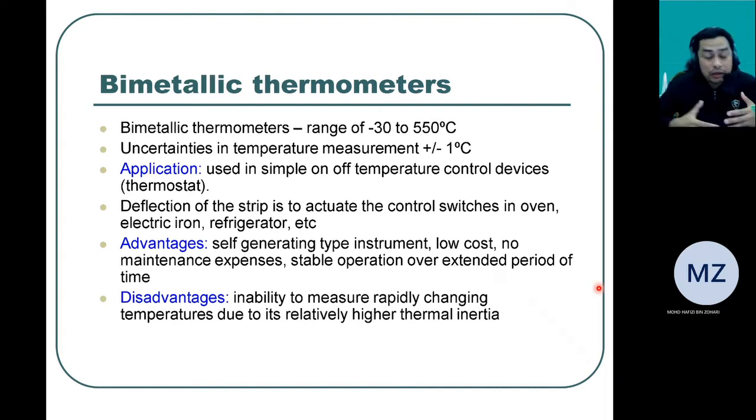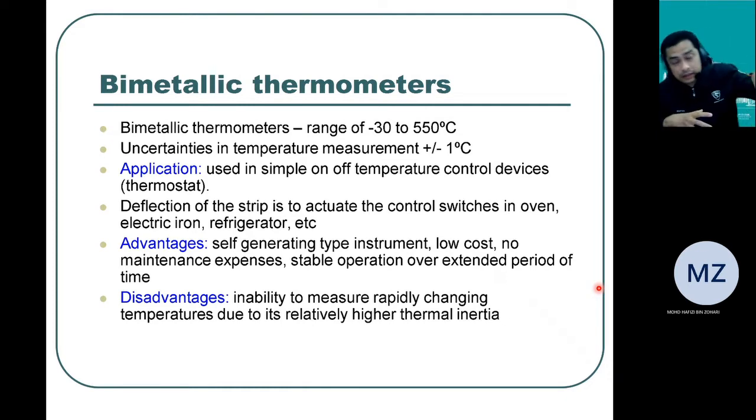But imagine that we have a very fast temperature change coming in. That sensor is not able to catch up with the fast movement of the variables, the parameters inside the measurement. All right, so that's the advantage and disadvantage of the bimetallic thermometer.